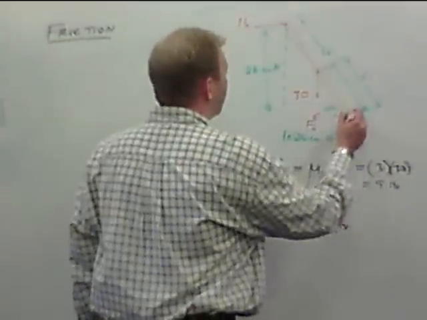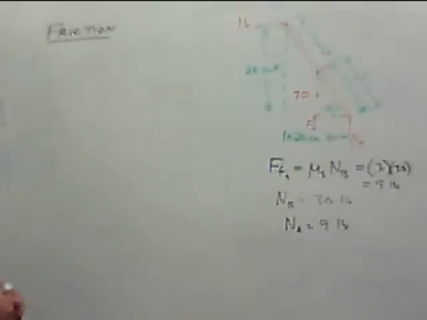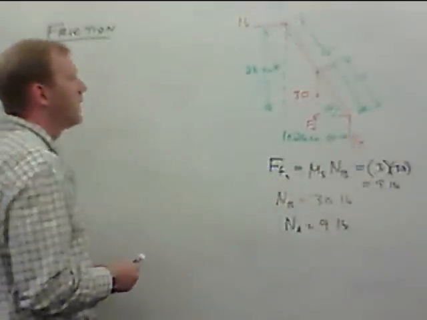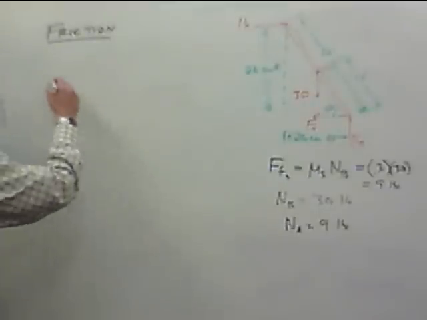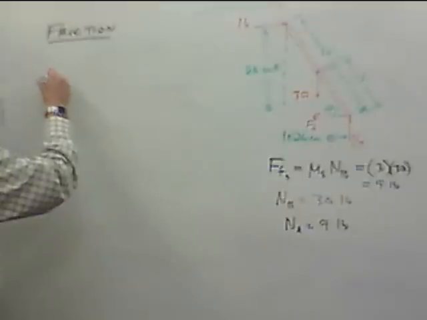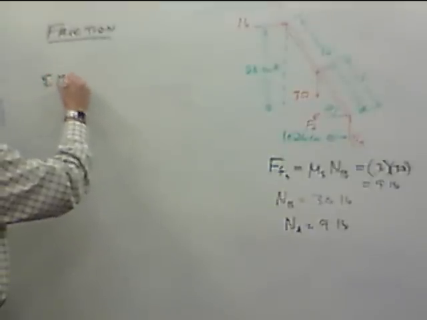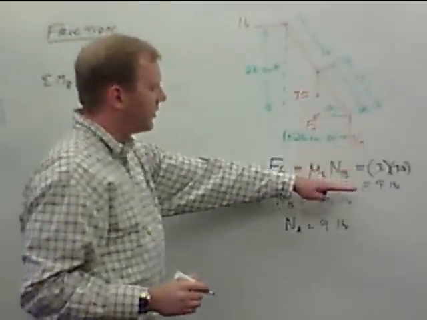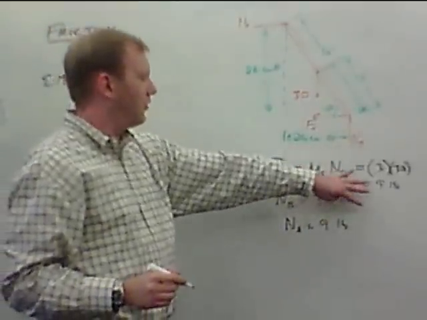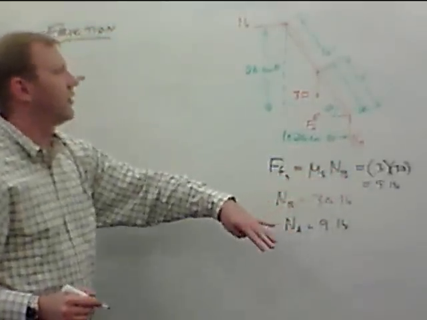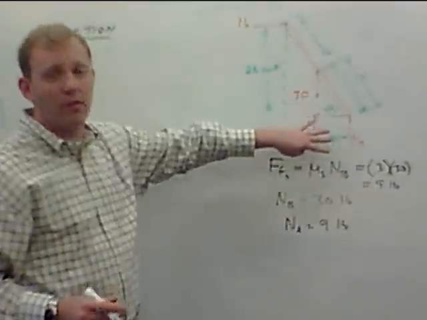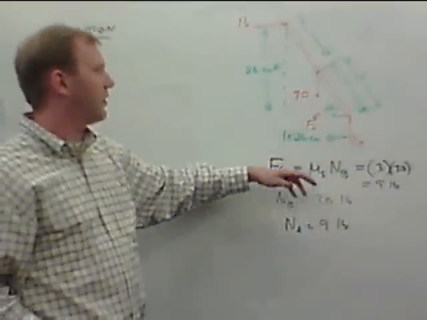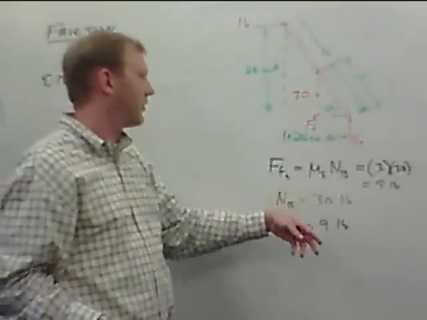So I'm going to take moments about B here at the bottom. I think that's going to be the easiest way to do this, because this way two of our forces drop out. So what we're going to do here is we have summation of moments about B is equal to, okay, it is worth noting that these forces are only one of many sets of forces that will meet these criteria for balance of forces. We're interested in this particular set where things are 30 vertically and 9 horizontally.